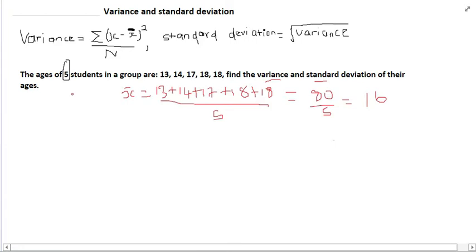Then we need to create a table to finish our work. Let their ages be here. Then let the deviation from the mean, the difference between their ages and the mean, come here. Then whatever we have here, we can square it. That is x minus x bar, all squared. Whatever we have, we square it.